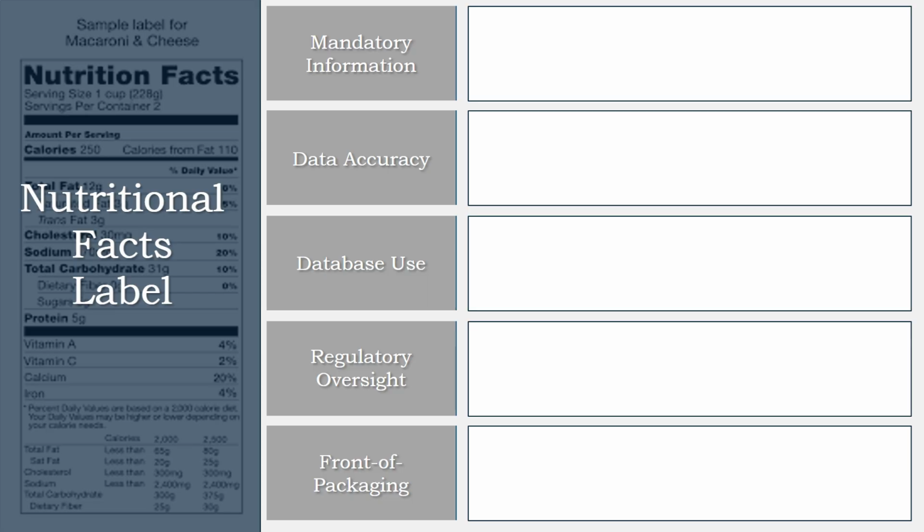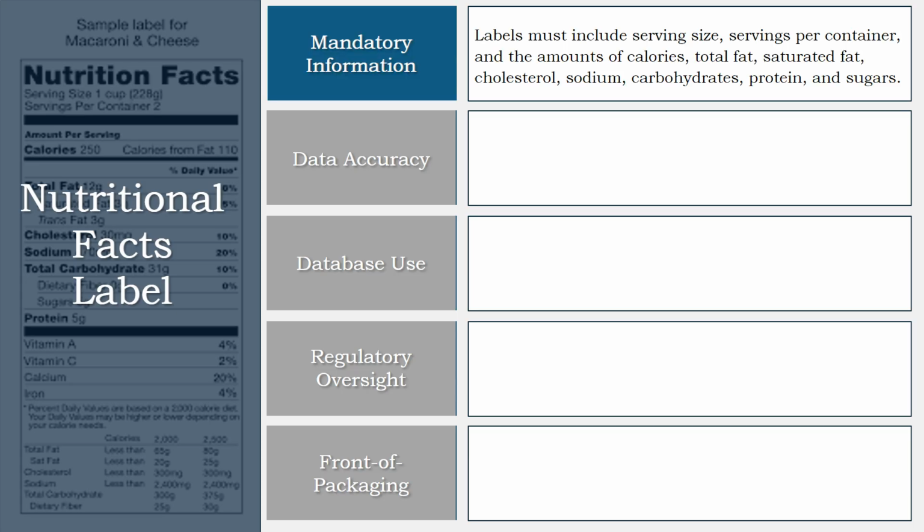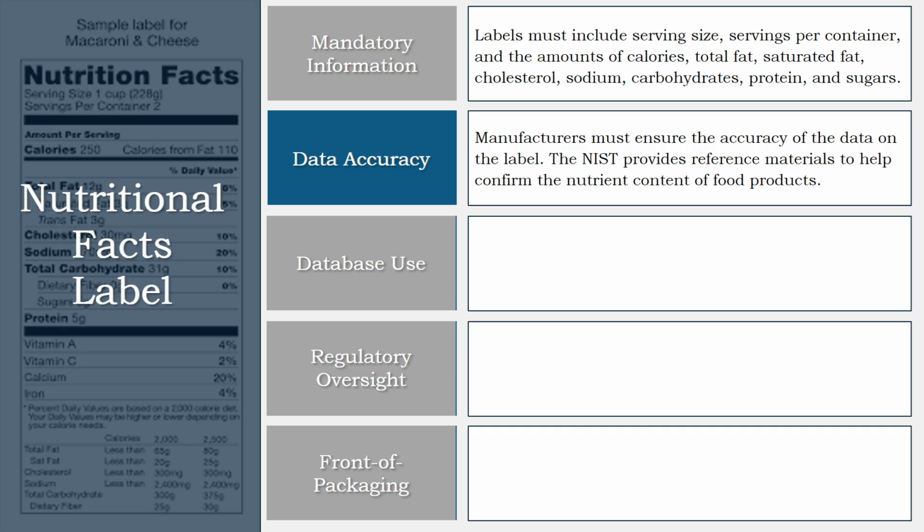The key requirements for food manufacturers include mandatory information. Labels must include serving size, servings per container, and the amounts of calories, total fat, saturated fat, cholesterol, sodium, carbohydrates, protein, and sugars. Data accuracy. Manufacturers must ensure the accuracy of the data on the label. The National Institute of Standards and Technology provides reference materials to help confirm the nutrient content of food products.